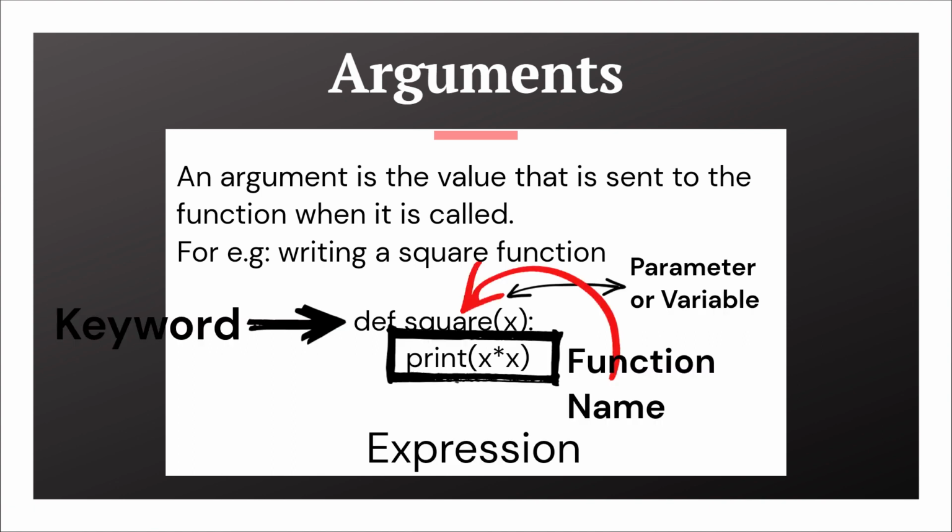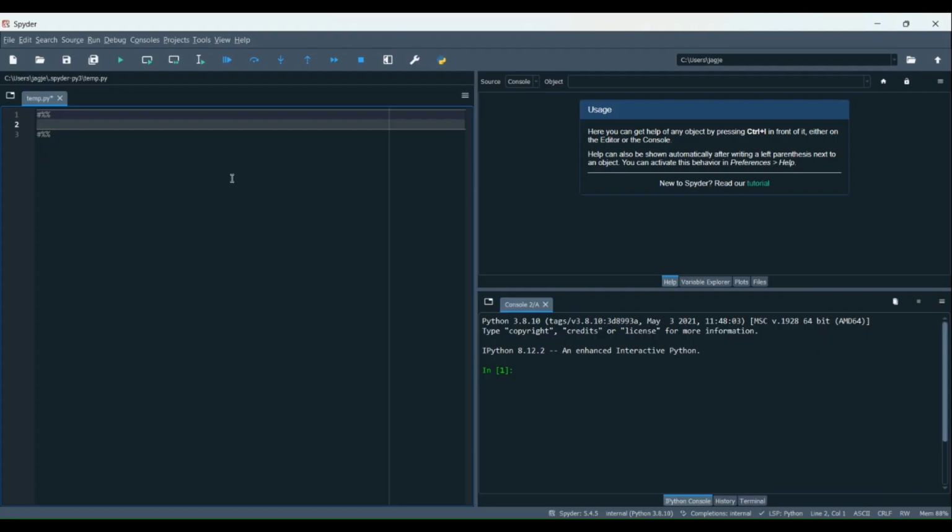Now let's write our code. We write def square parentheses, and between these parentheses, we give the argument, and in this example, the argument is the number. Then in the next line, we write print parentheses, and inside the parentheses, we write number multiplied by number. Now you can see that I have not given any number as an argument, but I have written x. This x will act like an argument when we run this program, where x is a variable, which we will talk about in the next video. Let's run this program in Spyder.